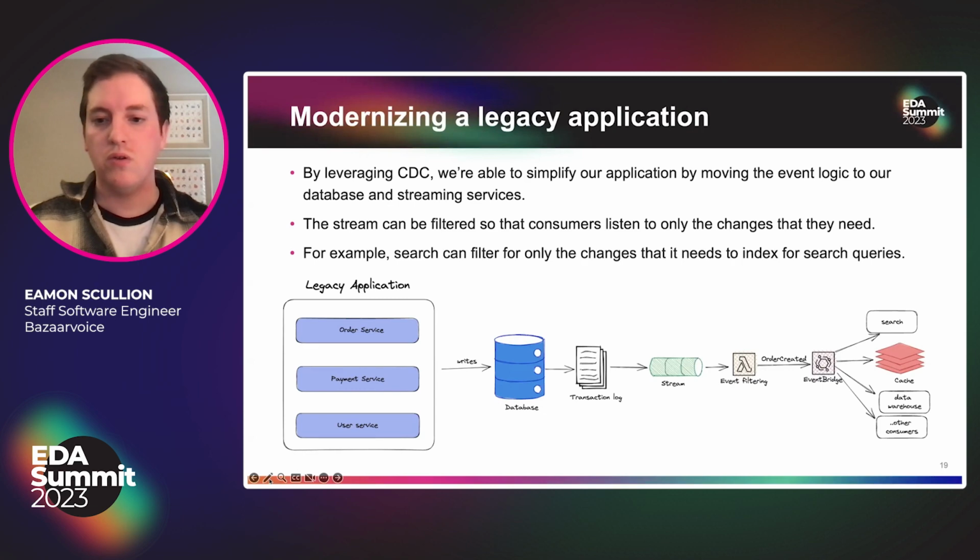So if we walk through this process, we have a legacy application on the left, which has all of our services, and we're performing writes to the database, and we're streaming all of our operations, all the changes that we've made. And then we have something after the stream to filter those changes and figure out what events do we want to create based on this change. And then we're sending it to an event bus, which our consumers will be listening to specific events that they care about.